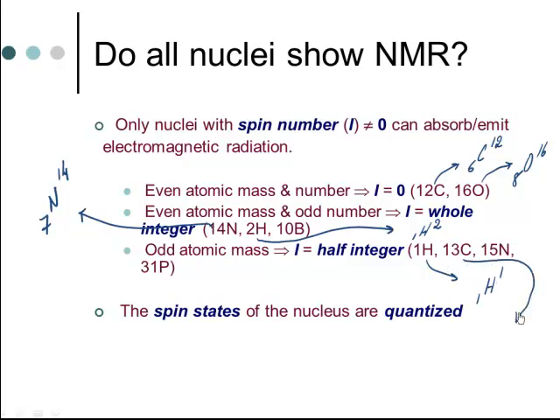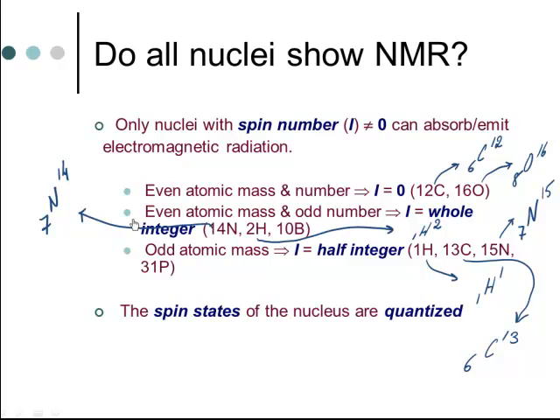Similarly, carbon 13 has an even number of protons, but the number of neutrons will be 13 minus 6, which is 7, which is odd. So as a consequence, as the mass number is odd, we can say that carbon 13 has a half integral spin. Similarly, nitrogen 15 will have an odd number of protons, which is 7, and an even number of neutrons, which is 15 minus 7 equal to 8.